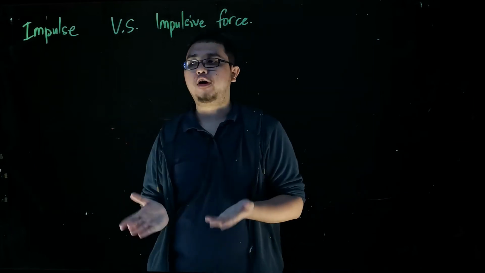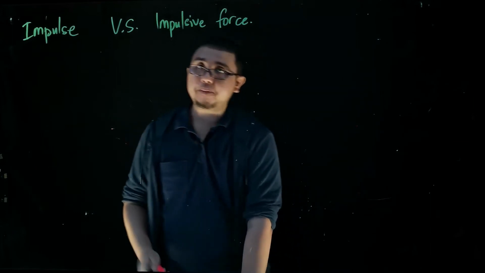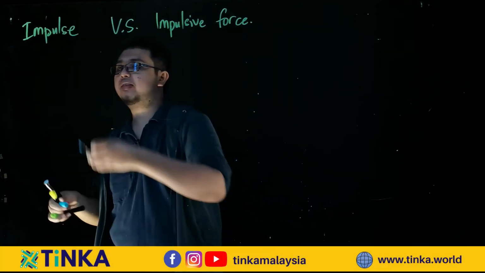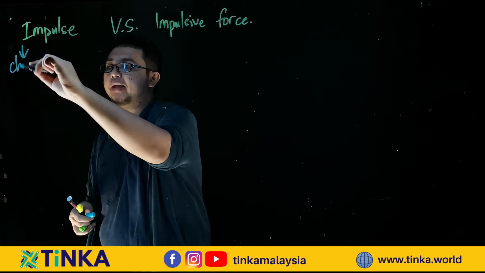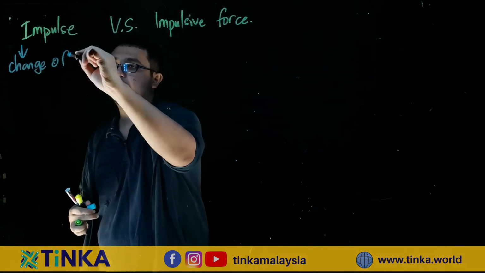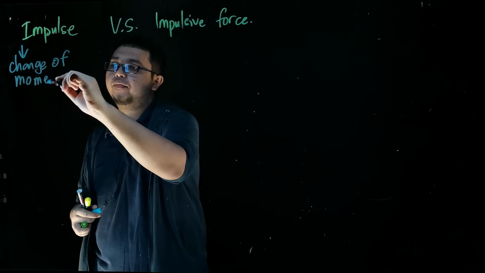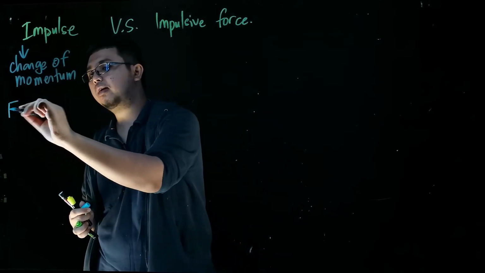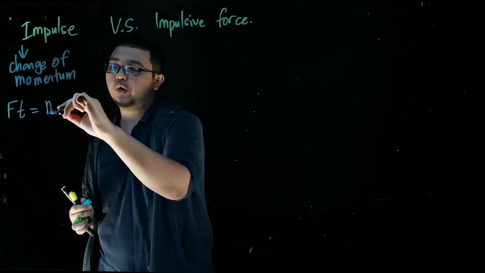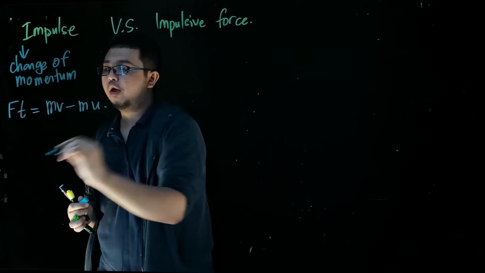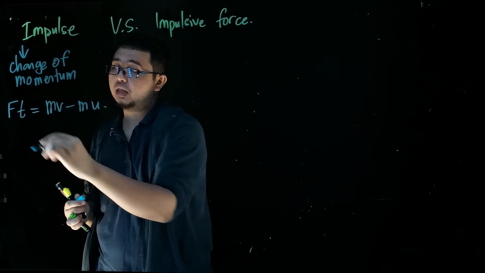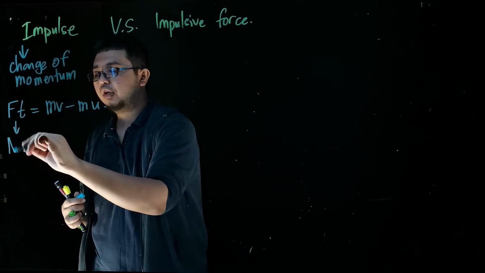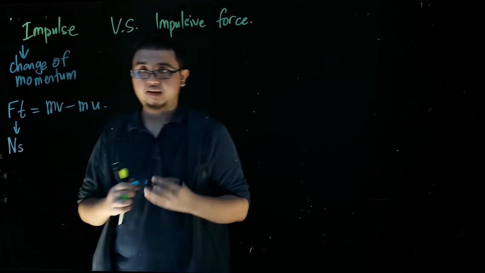Continuing from our force topic earlier, we're going to talk about impulse and impulsive force. Impulse is the change of momentum. We can see impulse in the form of the formula Ft = mv - mu, where F is your force and t is your time. That's why for this formula, the unit is Newton second.